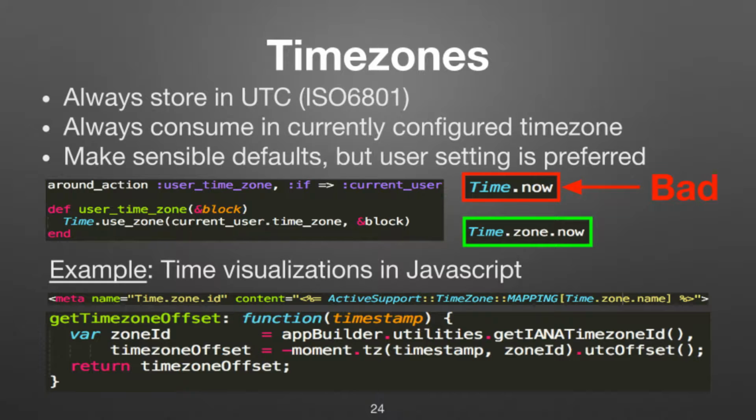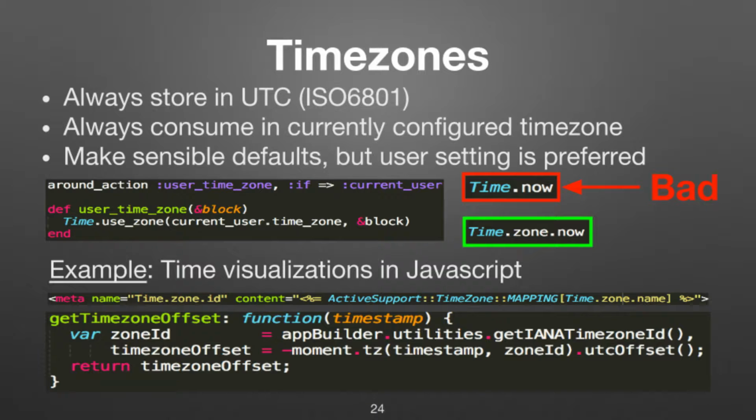Time zones are another important thing that we need to worry about, mostly with the storage and consumption of them. Some best practices that I've found is that you should always store things in UTC, and specifically in ISO 8601. It just makes things easier to sort on, and it standardizes the format. And anytime you consume it, you want to make sure that you get it back in the currently configured time zone for your application. So how do you set that currently configured time zone?